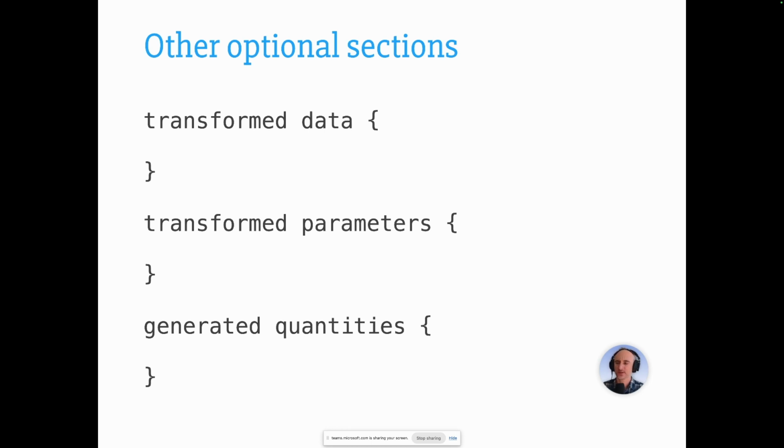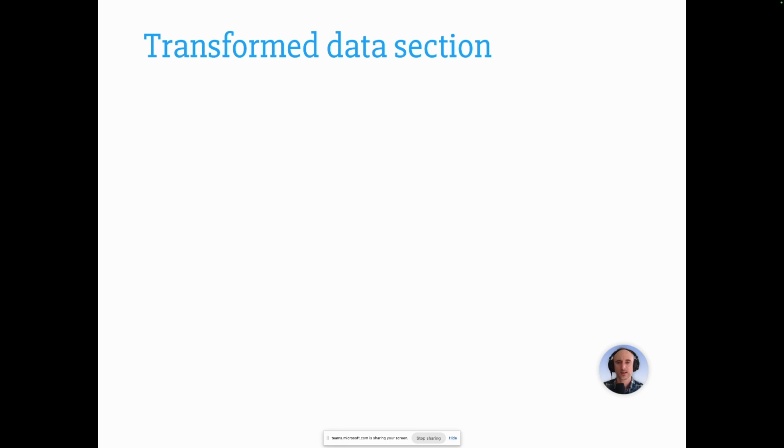There are other optional sections. So you can also have a transform data section. You can have a transform parameter section. You can have a generated quantity section. So let's talk about those different sections.